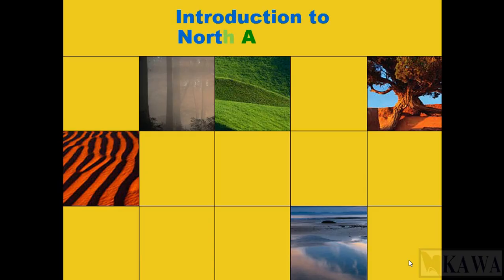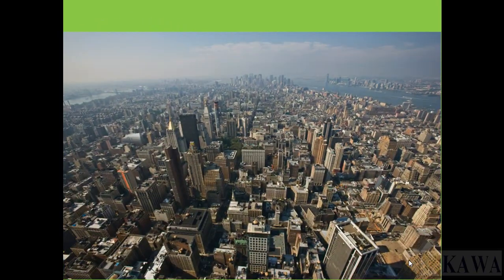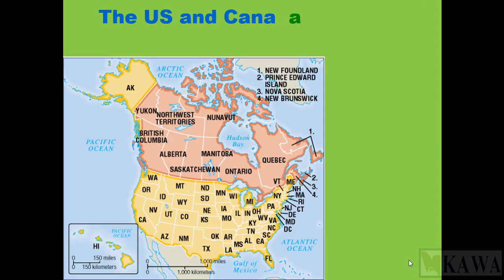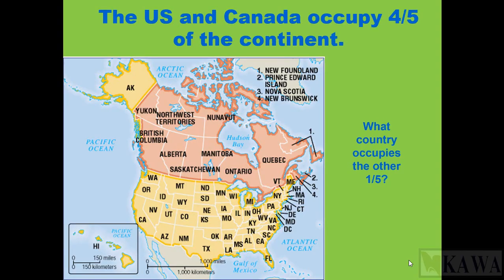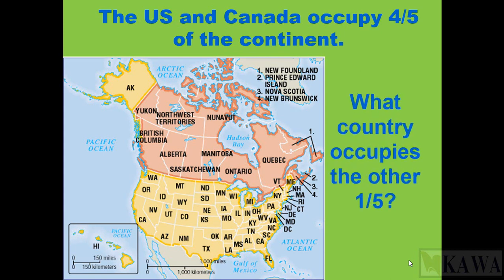And we shall be looking at very interesting things like those cities. So the United States and Canada occupy four fifths of the continent. So which country occupies the other fifth? That is your question. First of all, you need to look at the different states here.